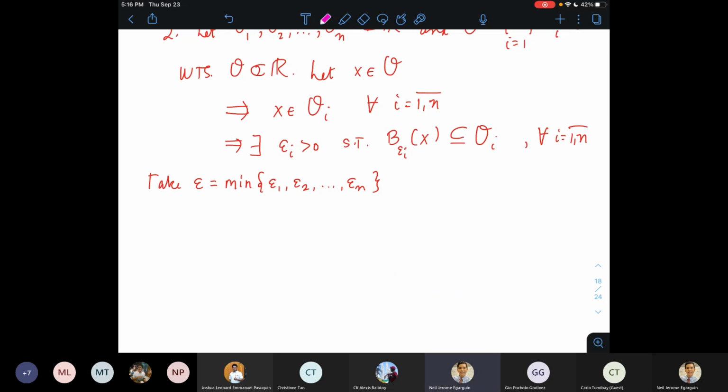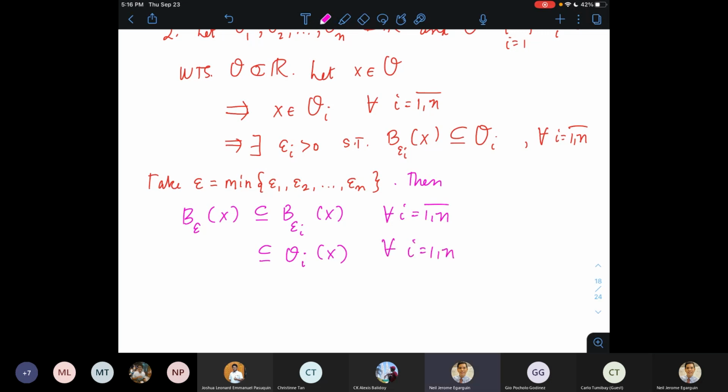So then I can say here, yung B sub epsilon of x would be a subset of B epsilon sub I of x for all I from 1 to n. Kasi nga, mas maliit yung radius. So nasa loob siya ng mga epsilon neighborhoods na mas malalaki yung radii. Okay? Pero alam natin na ito, bawat isa sa mga neighborhoods na to ay nasa loob ng respective OIs. And this would be true for all I from 1 to n. Ibig sabihin, yung epsilon neighborhood ni x ay nasa loob ng lahat ng OIs.